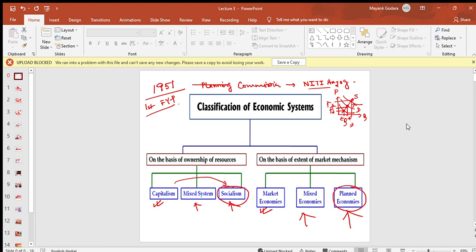It was our third lecture. So in the last lecture we discussed the classification of economic systems. We got the basic ideas. So we will continue from here.